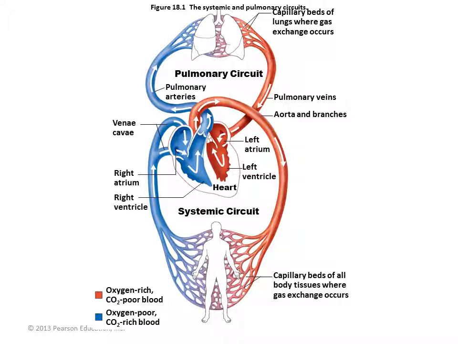Receiving chambers of the heart are the right atrium, which receives blood returning from the systemic circuit, and the left atrium, which receives blood returning from the pulmonary circuit. Pumping chambers of the heart are the right ventricle, which pumps blood through the pulmonary circuit, and the left ventricle, which pumps blood through the systemic circuit.